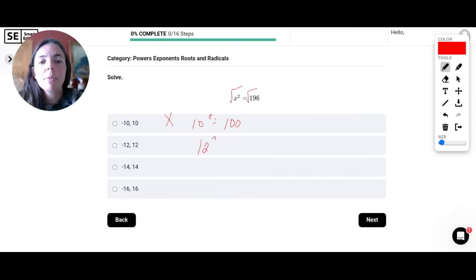So let's check 12 squared. Well, 12 times 12 is 144. And if you don't know that, you might have to do the algorithm to check that. Let's try 14. I'll show you the algorithm here.